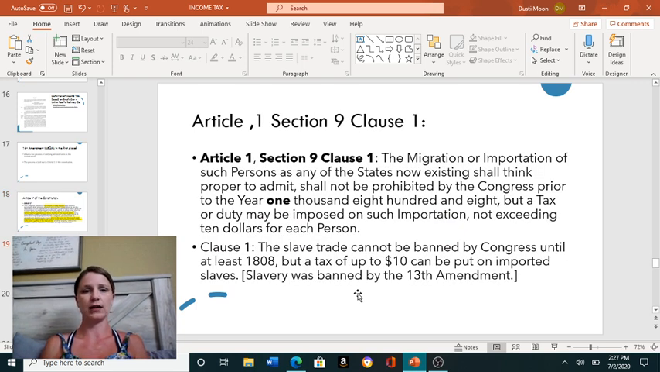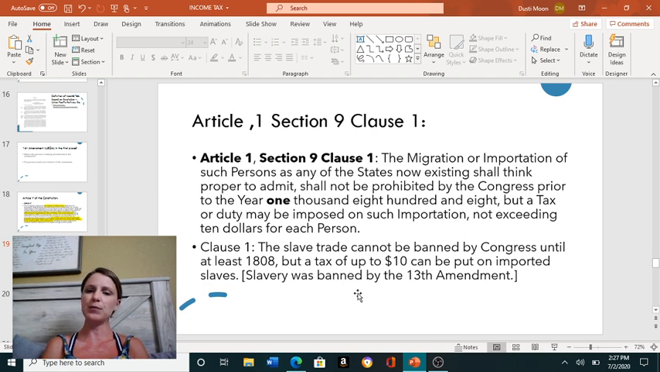So Article 1, Section 9, Clause 1. The migration or importation of such persons as any of the states now existing shall think proper to admit shall not be prohibited by the Congress prior to the year 1808, but a tax or duty may be imposed on such importation, not exceeding $10 for each person. The next little dot is just another way of saying it. So the slave trade cannot be banned by Congress until at least 1808, but a tax of up to $10 can be put on imported slaves, which is kind of null and void now because of the 13th Amendment, where slavery was banned. That's basically what it's saying.